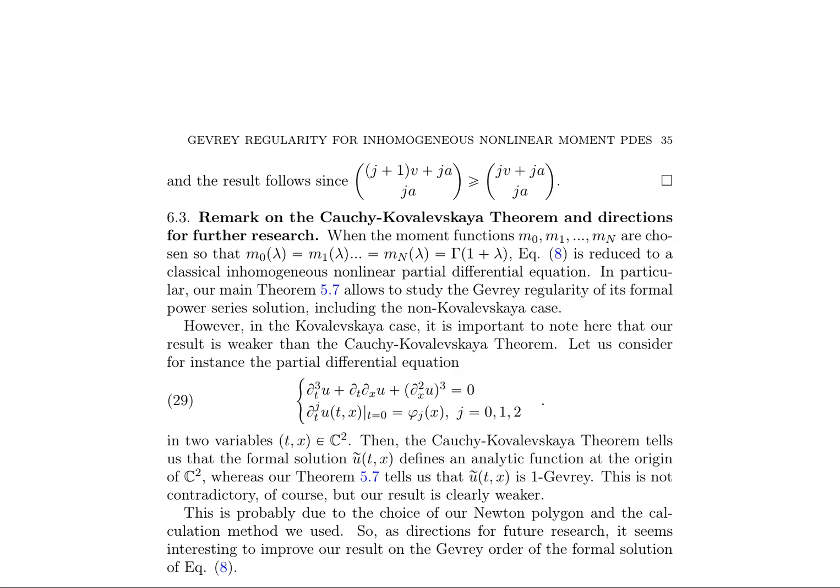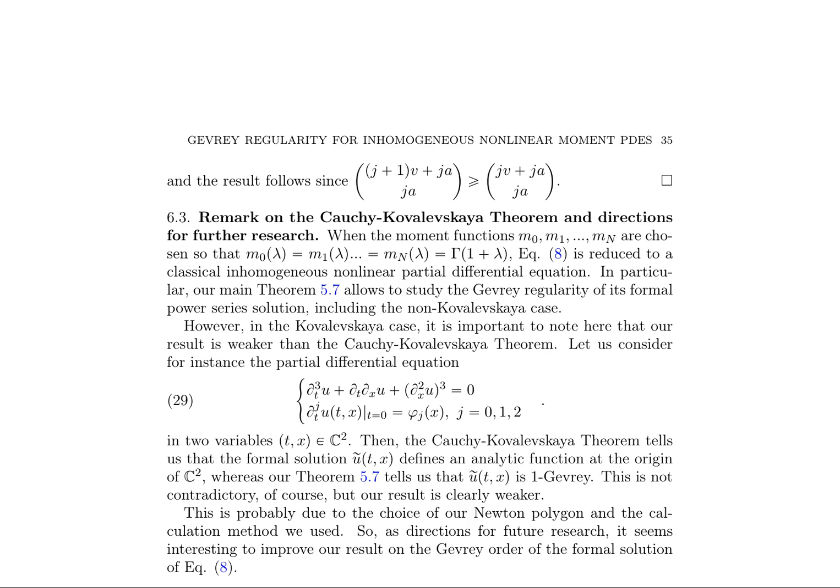In the context of moment partial differential equations, the paper explores the Gevrey regularity of formal solutions to inhomogeneous nonlinear equations. The authors delve into the relationship between the Cauchy-Kovalevskaya theorem and the results obtained from their research, highlighting potential areas for further study. They also provide a comprehensive list of references that underpin their work, encompassing various aspects of differential equations, Gevrey classes, and summability.